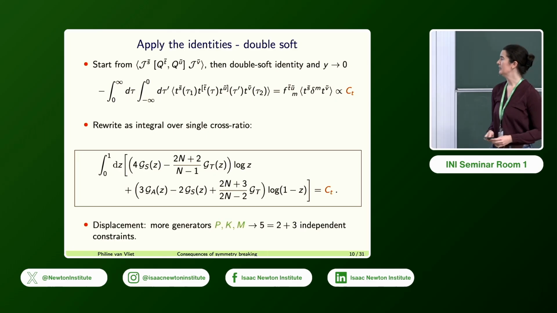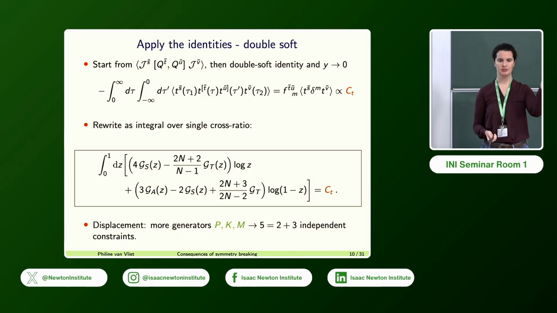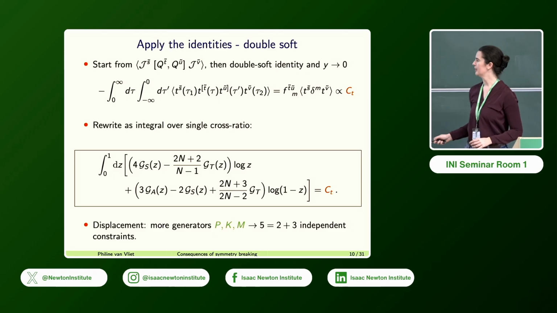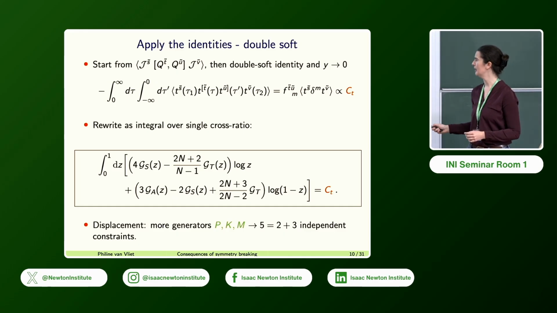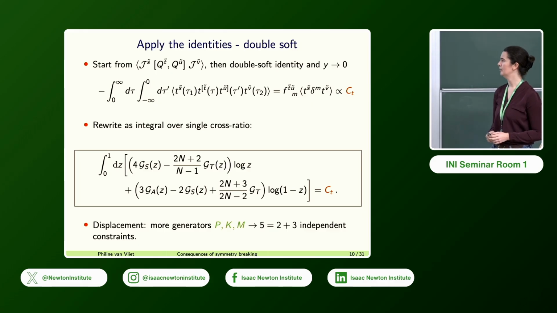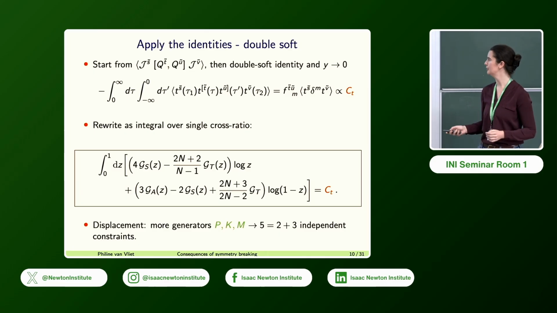Okay. So in the case of the displacement, there are more generators that we have to consider. So for the tilt, we just had one, so we get two identities. But for the displacement, if you consider translations, special conformal transformations, and rotations around the defect, you'll find that you get two soft sum rules that are independent of each other, and three double soft sum rules. So three independent constraints here. There's some rewriting that you need to do, but in the end you find that these are the independent ones on the four-point function of the displacement.